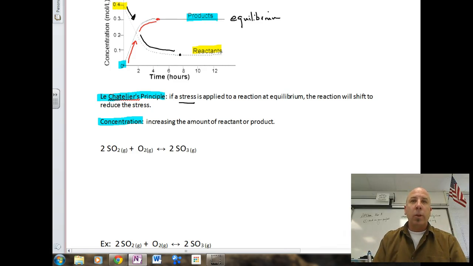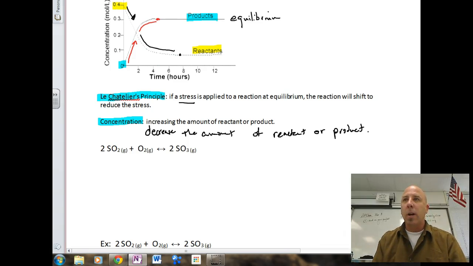This is either increasing the amount of reactant or product, although, I should say, we can also decrease the amount of reactant or product. That's the first of 3 stresses that we're going to be talking about.